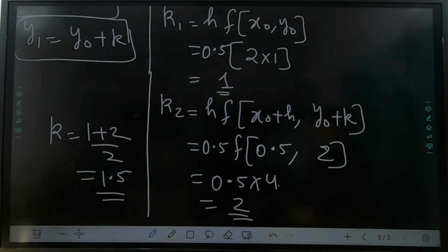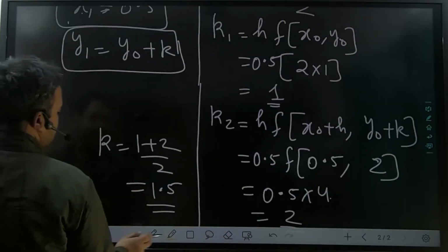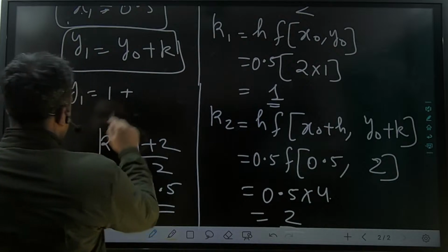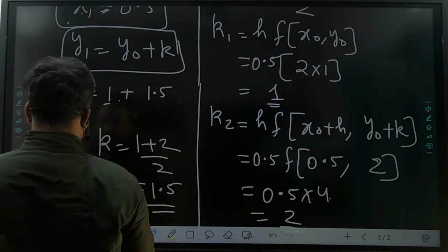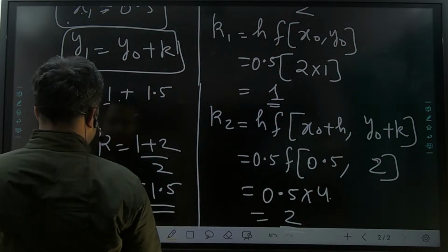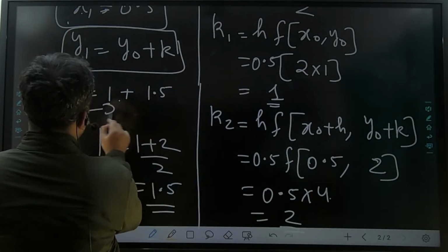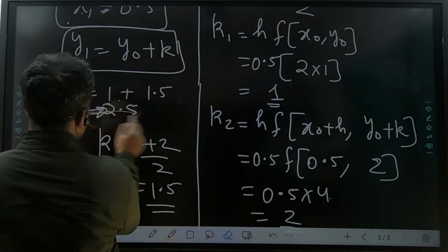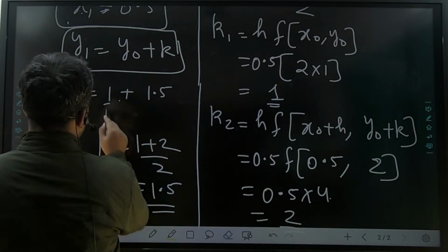Now how will we use this k value to calculate y1? So y1 is equal to y naught, that is equal to 1, right? And this is 1.5. So it is equal to 2.5, sorry, 2.5. Y naught is equal to 1 and the k value we got is 1.5.